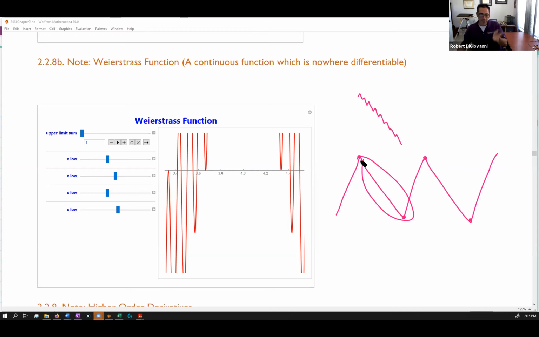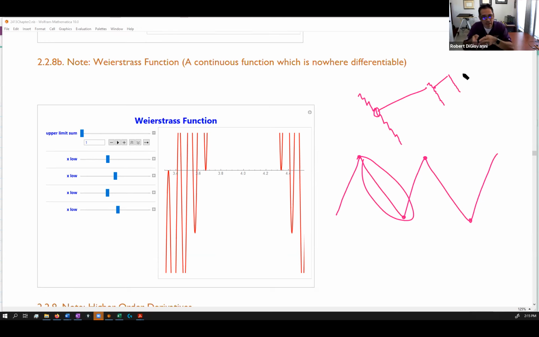Think of it like a serrated edge of a blade, right? So this is a serrated edge. And then when you zoom in on one of those serrations, that is also serrated. And then when you zoom in on one of those serrations, it's also serrated. So it's just constantly doing those little jagged things.